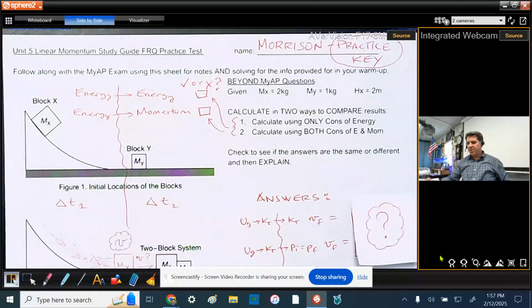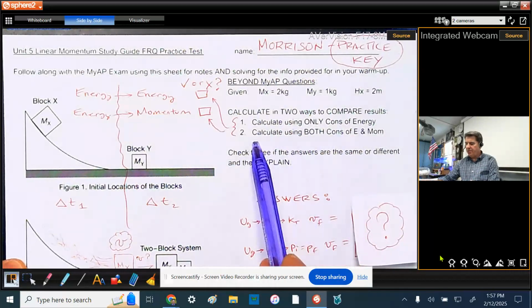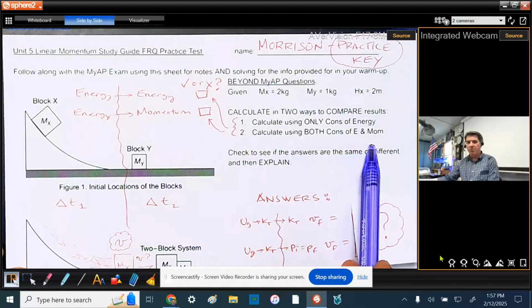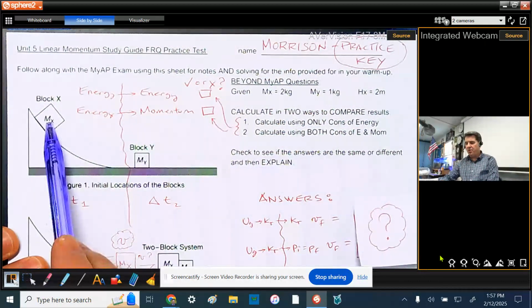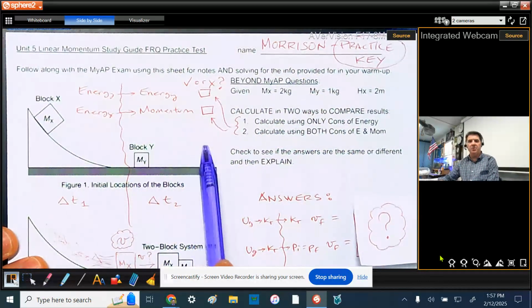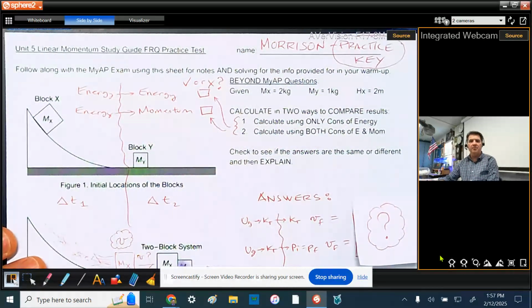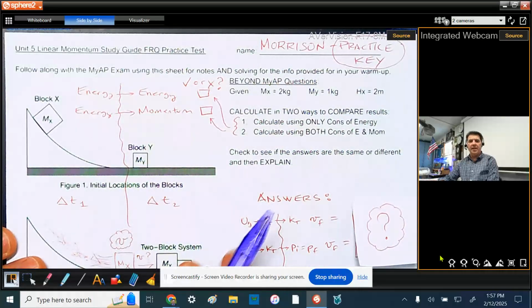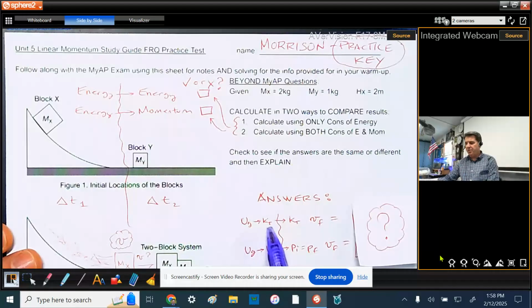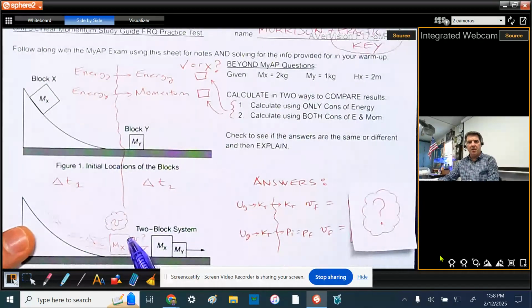the reason I'm asking you to do this, where you're going to answer it using only conservation of energy, and then using both conservation of energy and momentum, is that many students try to answer this question using conservation of energy, which is a really smart way to do it. It's a really easy way to do it. And you will get an answer. You'll say, you know, mgh equals 1/2 mv squared, and that will give you the velocity of this object here.